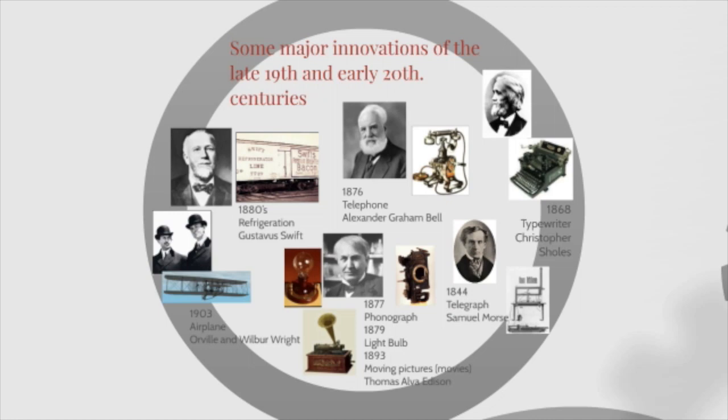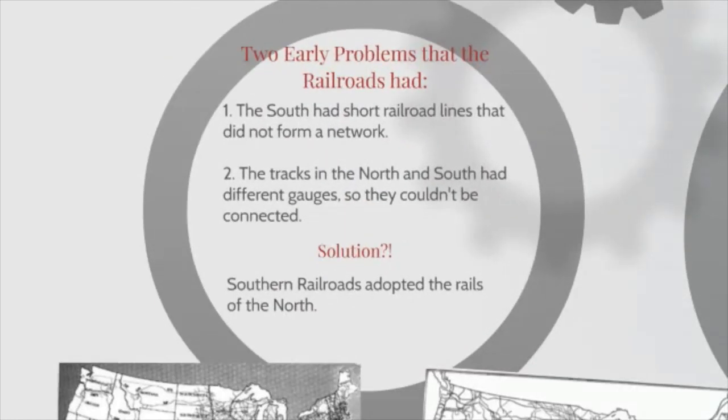One of the major things that we really want to talk about, one of the major developments that happened during the Industrial Revolution, has to do with railroads. Now, during this time, before the Industrial Revolution really kicks off, railroads had 2 major issues. The first issue was that the South had short railroad lines that did not form a network. They didn't connect to anything else besides point A to point B, and so it was really difficult to travel in the South on a railroad system.